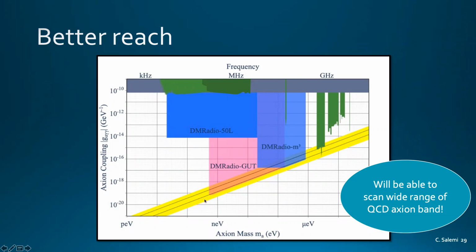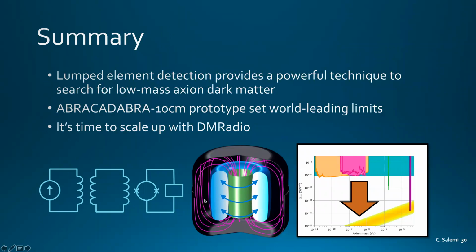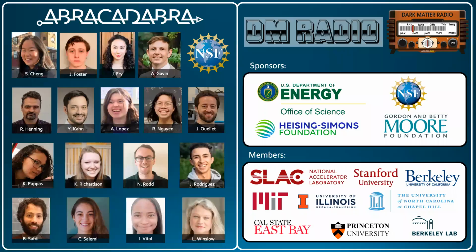Okay, so to summarize, lumped element detection is a powerful technique for probing low mass axion dark matter. And the Abracadabra 10 centimeter prototype showed that this technique works, and in the process set world leading limits. And so now it's time to scale up with the DMRadio experiments. Okay, and so I just want to thank you all for listening, as well as my collaborators on Abracadabra and DMRadio.